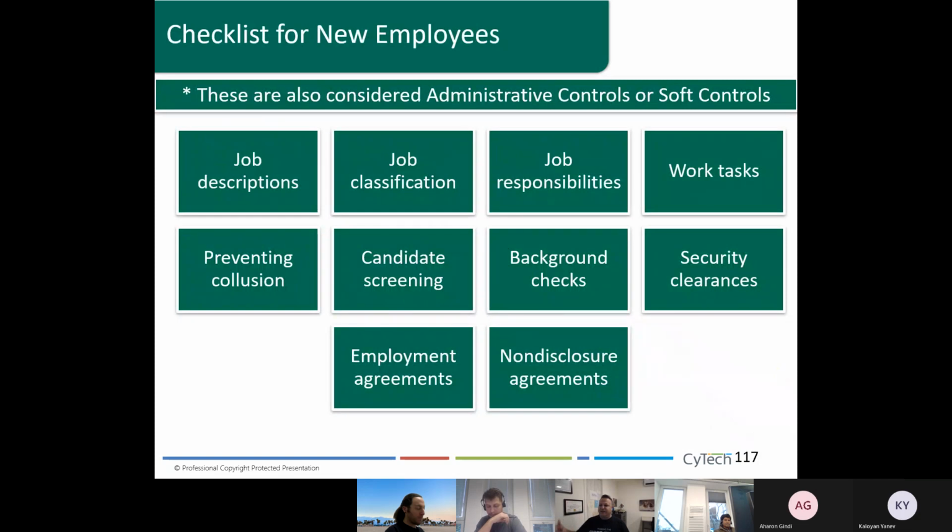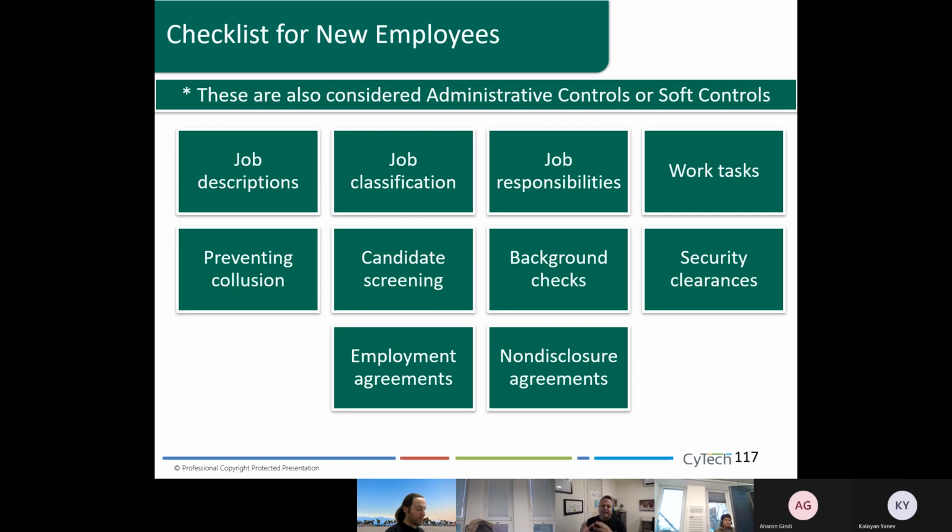So let's go over the checklist here. Quickly look at the checklist for new employees. And again, personnel security, that's what we're talking about. The job description should include something about privacy and security if it's relevant. Classification of the job responsibilities. Again, put it in the right container.